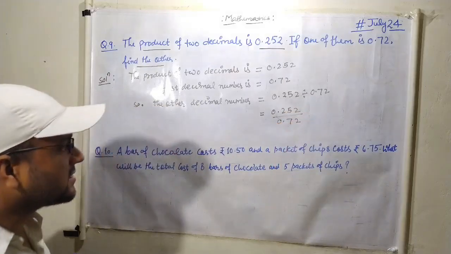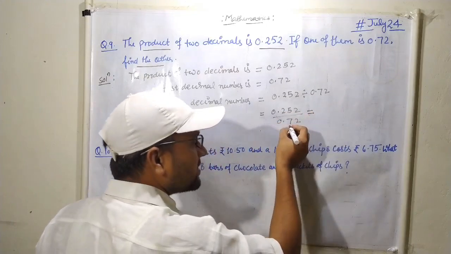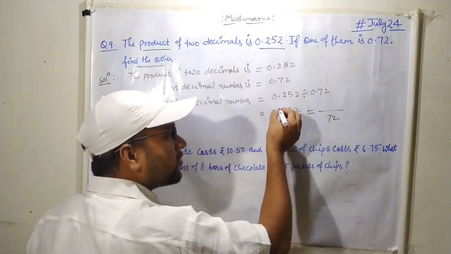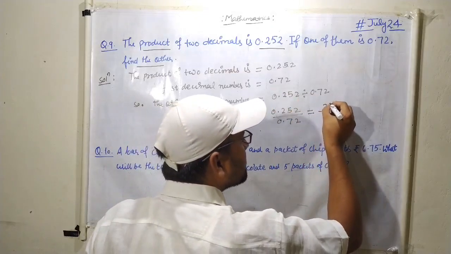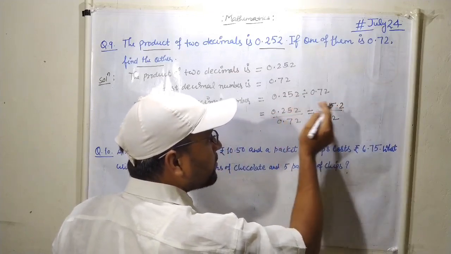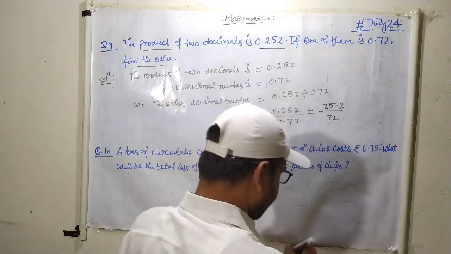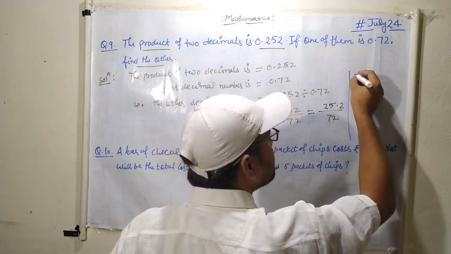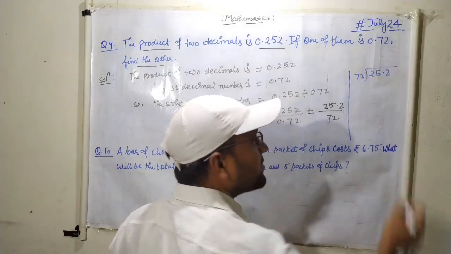So listen students, our aim is to change the denominator into a natural number. In 72, there are two decimal places. So in the numerator, the point shifts 2 places to the right side. What will you get? 25.2. Two places shifted, 1 and 2, 25.2. Then divide on the right side of your page. So here I am going to do this division: 72 divided into 25.2.